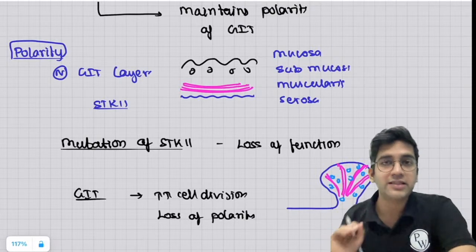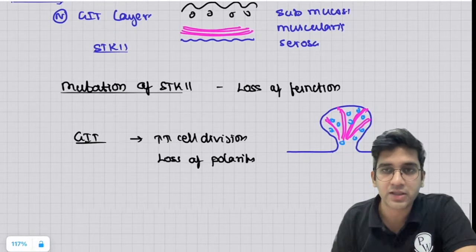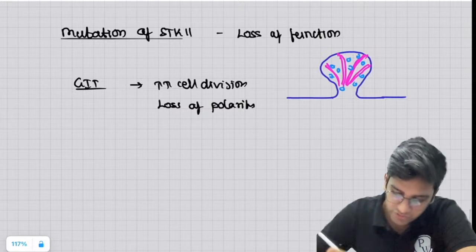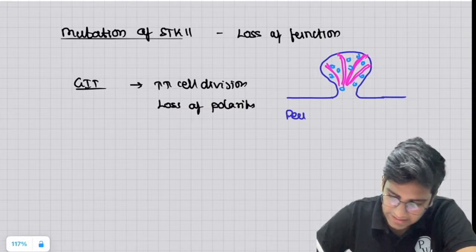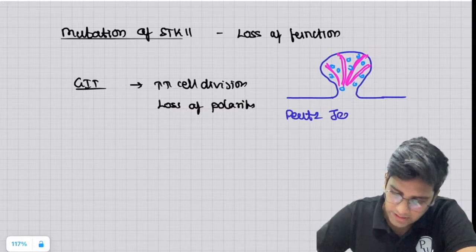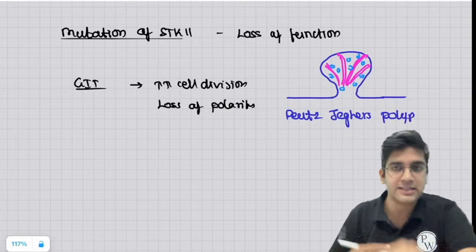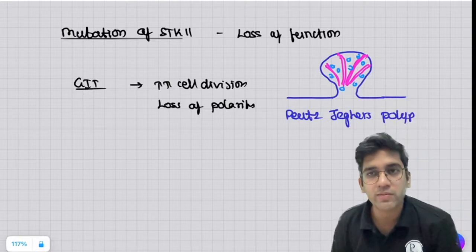Possible? This is the classical appearance of a Peutz-Jeghers polyp, right? So this is how the polyp looks like, and this is discovered by Peutz and Jeghers, and they gave the name Peutz-Jeghers polyp. That's a classical thing, right? It's an arborizing polyp. It's a hamartoma.